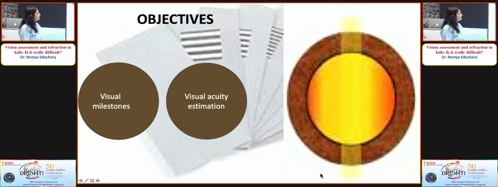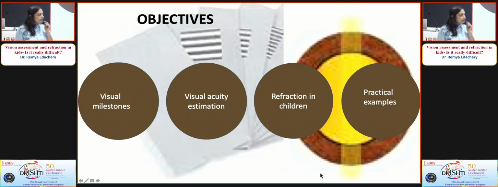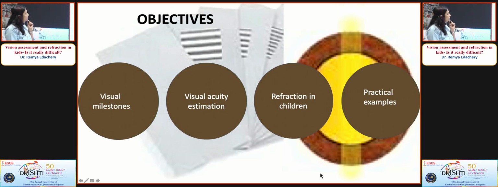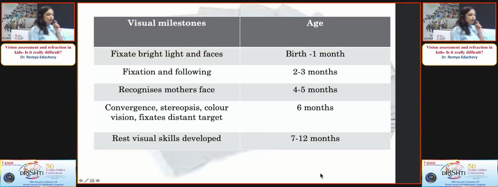I will be covering this under 4 headings: visual milestones, visual acuity estimation, and refraction in kids, and if time permits, a few practical examples as well. Coming to visual milestones, when a newborn child is born, the child blinks to light and the pupil reacts to light. Fixation to bright light and faces starts by 1 month of age. Fixation and following to an accommodative target by 2 to 3 months. And the child recognizes mother's face by 4 to 5 months.